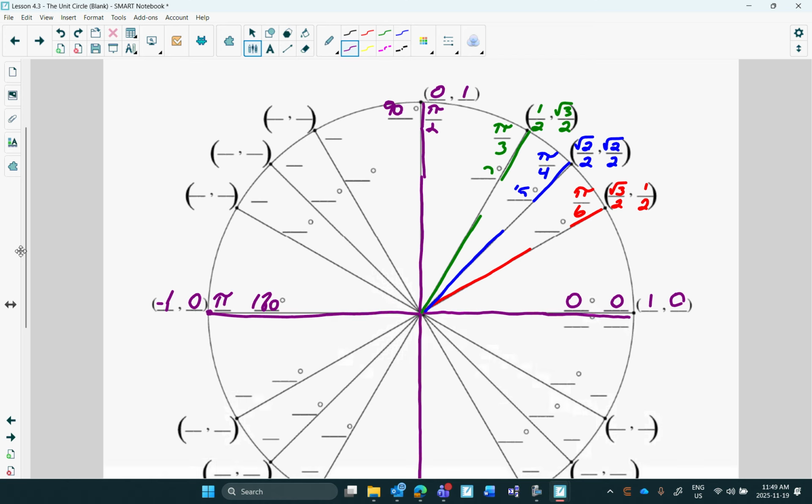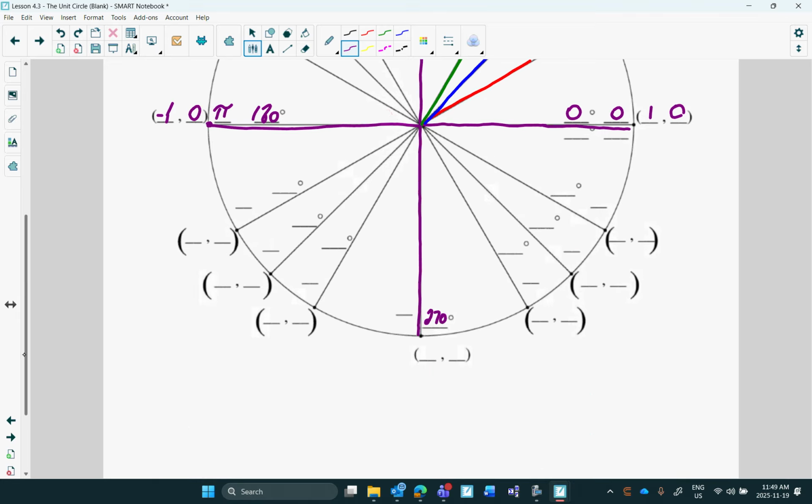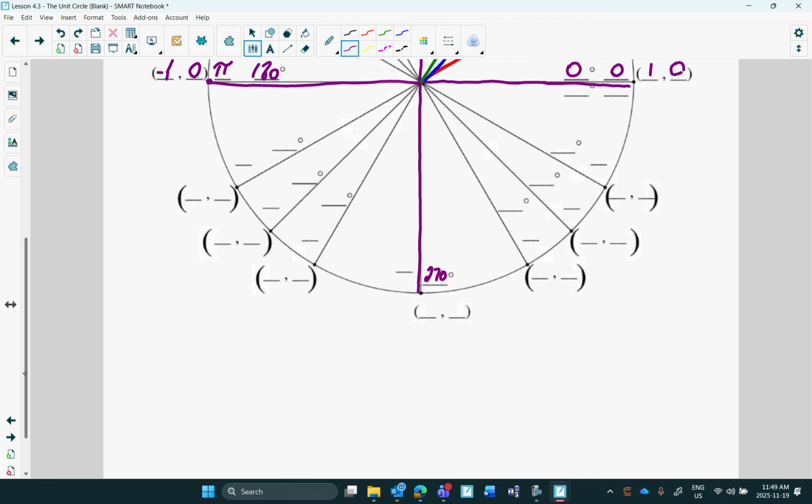Well, let's look at this. This is 0. This is pi over 2, right? Isn't pi the same as 2 pi over 2? Yeah. What do you think this one would be? 3 pi over 2. It's not 2 over 3; it's 3 pi over 2, a completely different number.